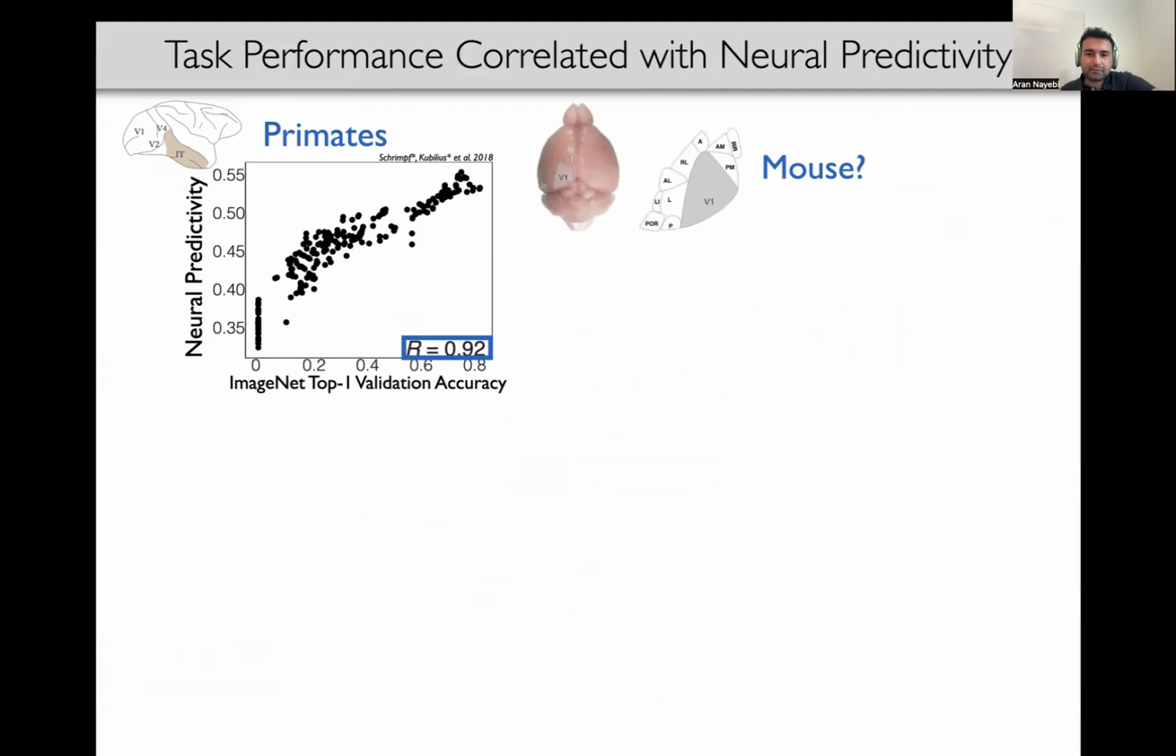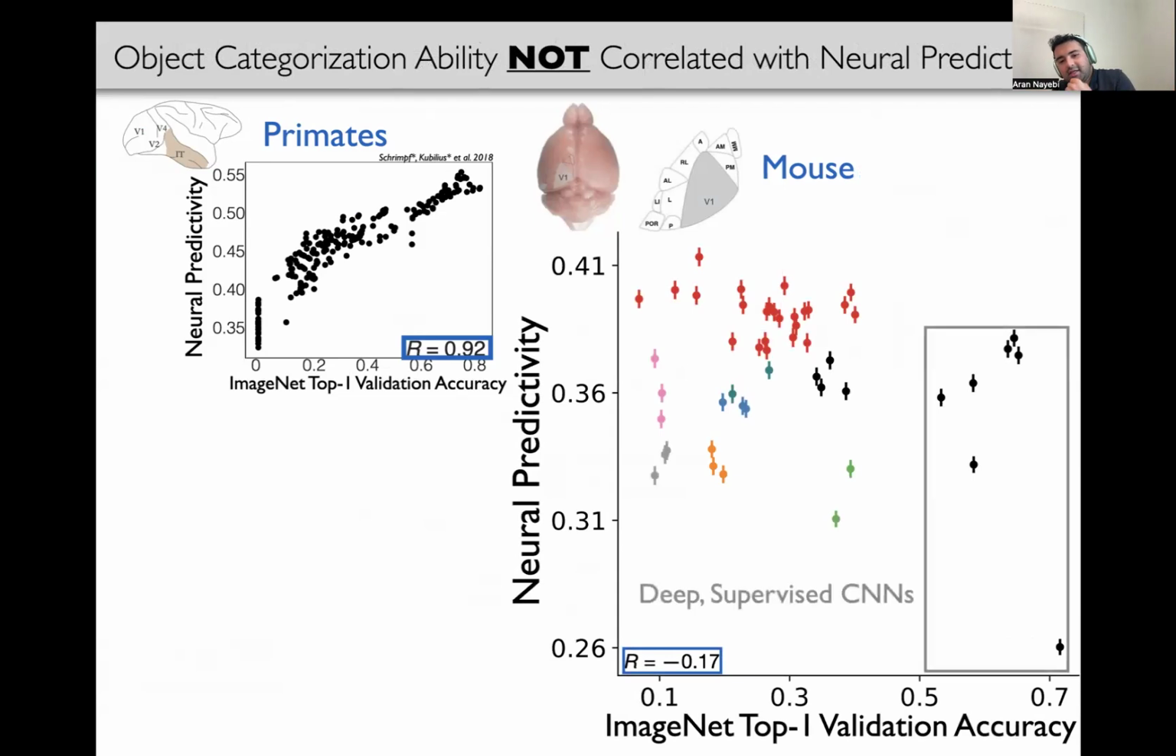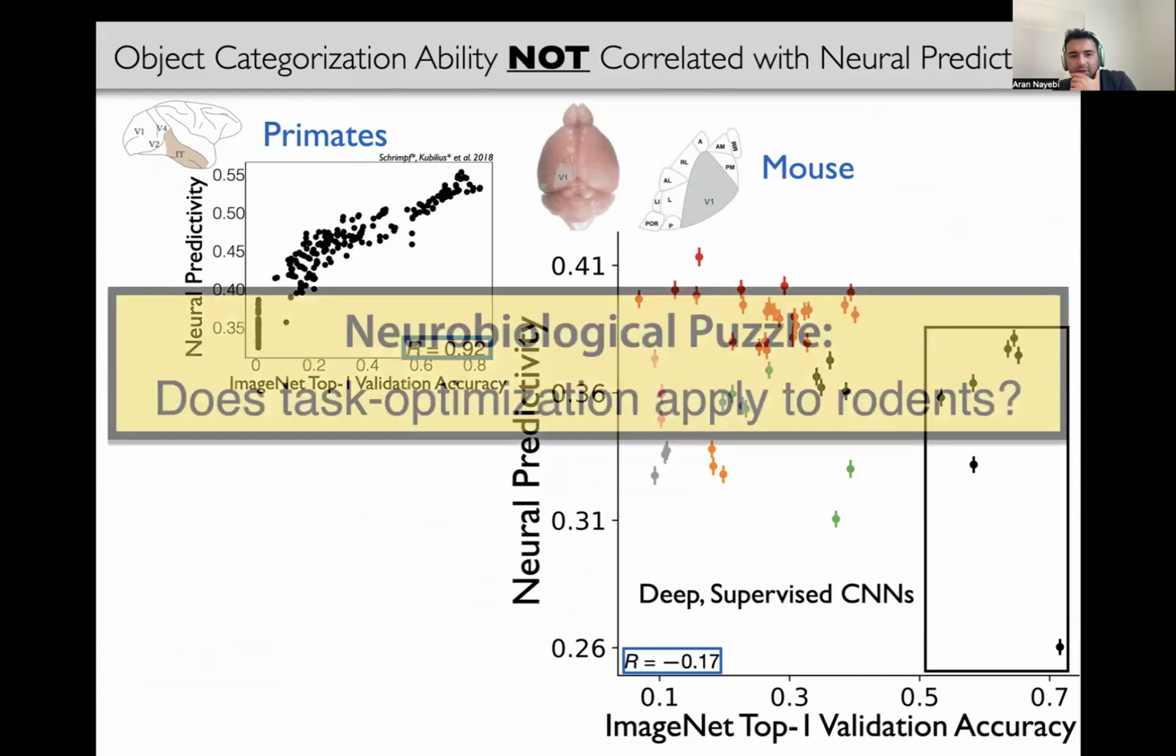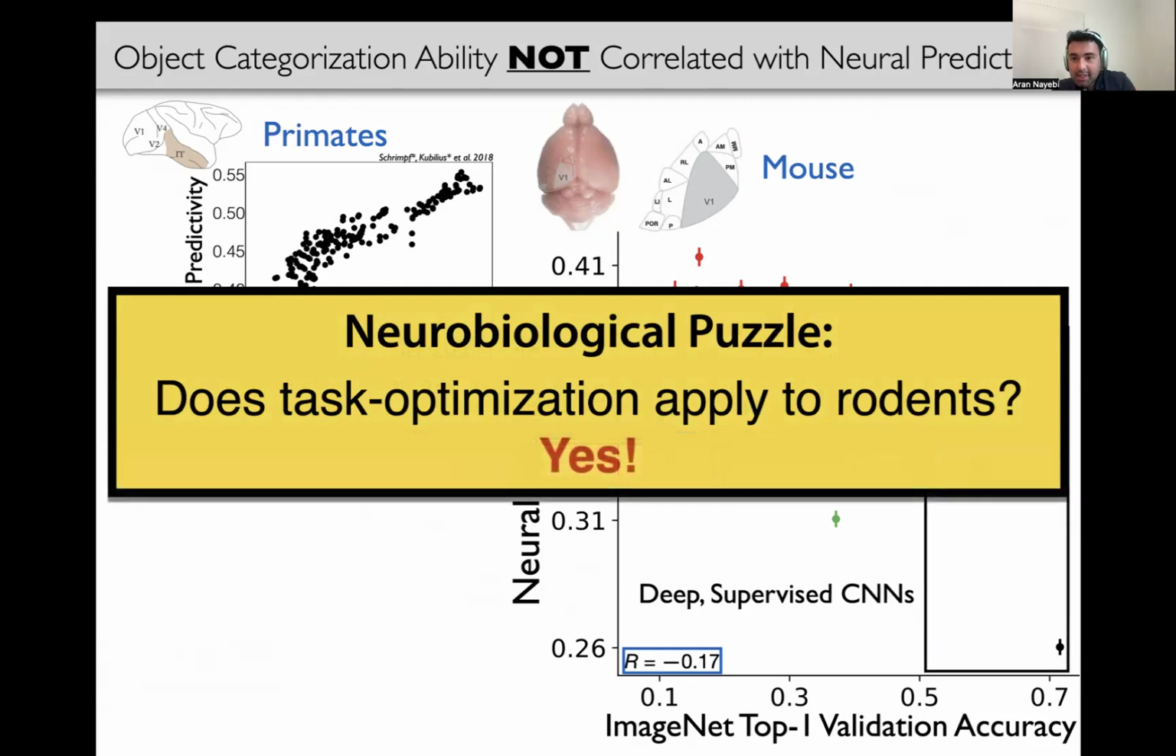In fact, if we make this exact same plot of neural predictivity versus top 1 validation accuracy, we see that we don't see a strong correspondence between doing this task and predicting neurons. And in fact, the better of an image categorizer you are, the worse of a mouse model you become. So the natural question is, does task optimization apply to rodents? And what I'm going to show you is that, in fact, the answer is yes.